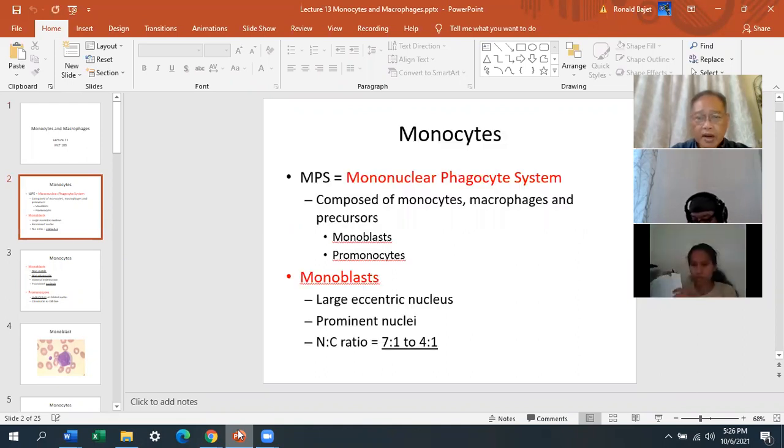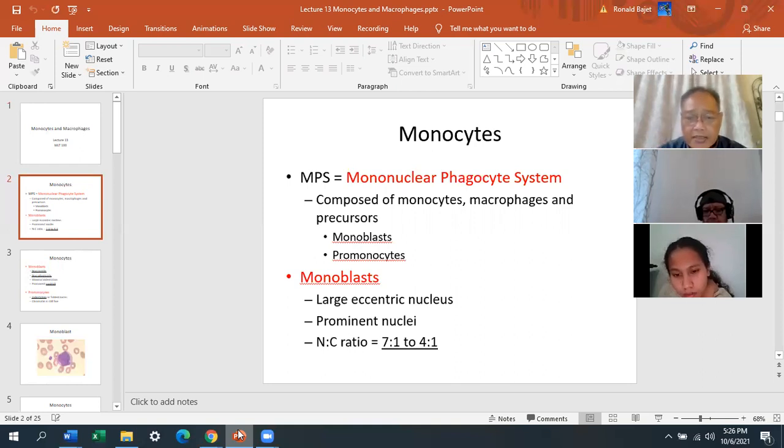Okay, monocytes, the mononuclear phagocyte system, the MPS system. It's composed of monocytes, macrophages, and its precursors, which are the monoblasts and the promonocytes. There are not too many developmental stages for the monocytes. It's basically monoblast, promonocyte, monocyte, and macrophage, and that's the whole maturation sequence for monocytes. It's pretty simple.